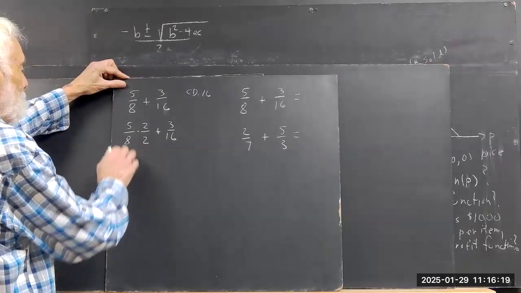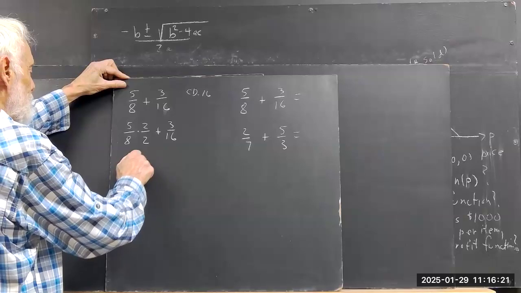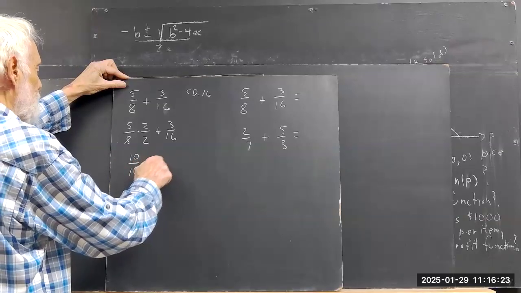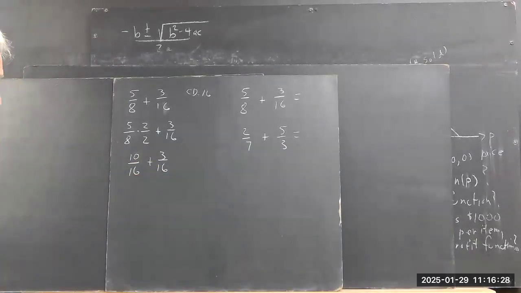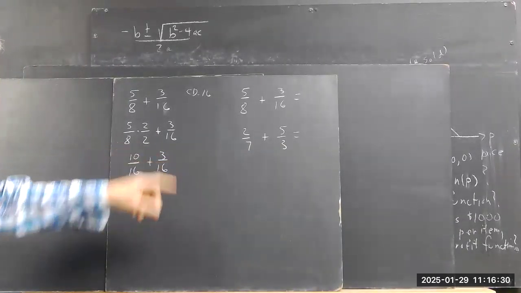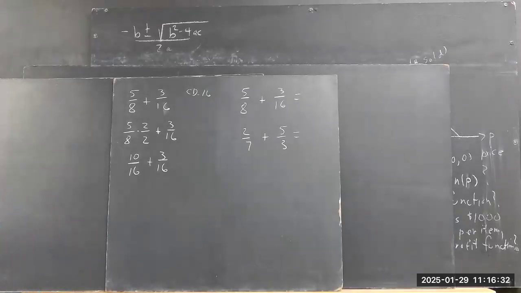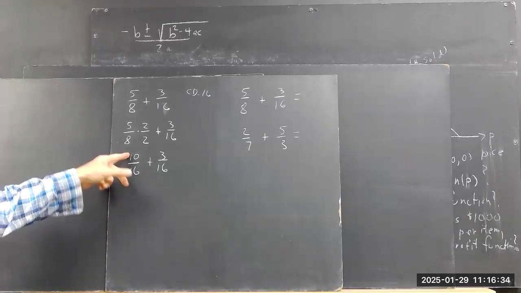Okay, so anyhow, 5 times 2 is 10, 8 times 2 is 16. You add that to 3/16. And how do you add that? Well, the rule is if you got the same denominator, you add the numerators. Why is that? How many 16ths do you have here? You got 10 of them.